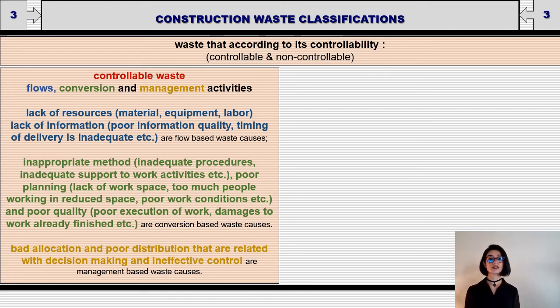And the conversion is inappropriate method or poor planning or poor quality, such as poor execution of work, damages to work already finished, etc. These are the conversion-based waste causes. The last one is management activities. These are the bad allocation and poor distribution that are related with decision-making, and ineffective controls are management-based waste causes.